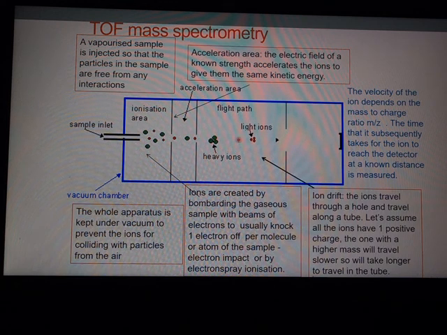So the time, since the lighter ions travel faster, the time that is taken by the ions will be proportional, or indirectly proportional, should I say, to their mass to charge ratio. So the element of time is going to be converted to a mass to charge ratio by the time it reaches the detector. So basically, we need to remember that heavier ions will travel more slowly than the lighter ions, and that's how these ions are separated. Okay.